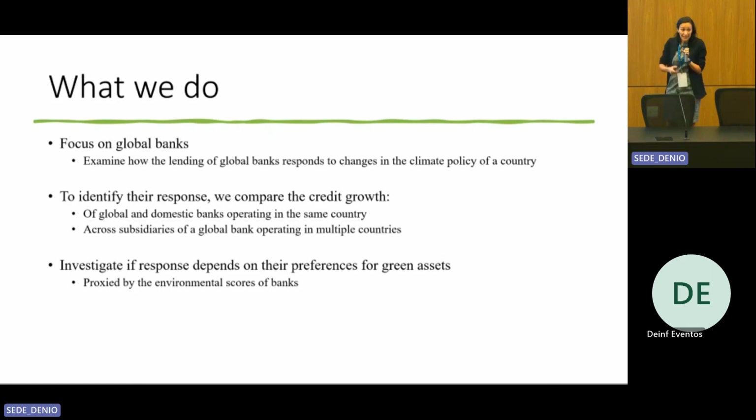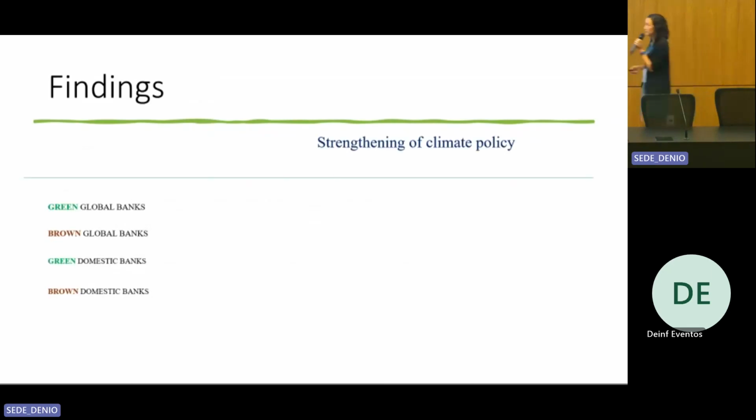Another layer of this analysis is that we want to differentiate global banks by their preference for green assets. This is based on literature that has been showing that there are some banks that are making these green commitments. So far, we are proxying these preferences for green assets with the environmental scores of banks, but we're trying to get at other proxies that might be better.